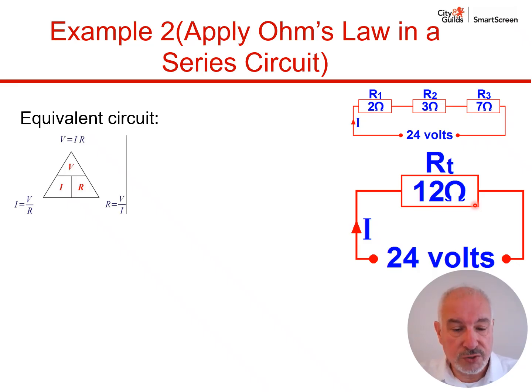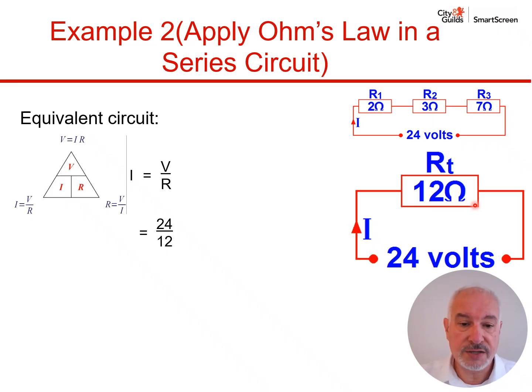Now using Ohm's law and the triangle, we've established that the formula we will use is I equals V over R. And if we consider the values that we've got there, we have 24 volts is the voltage, that's the V value, over 12, and that's the value of resistance. So it's 24 volts over 12 ohms. And that means that the current equals 2 amps.